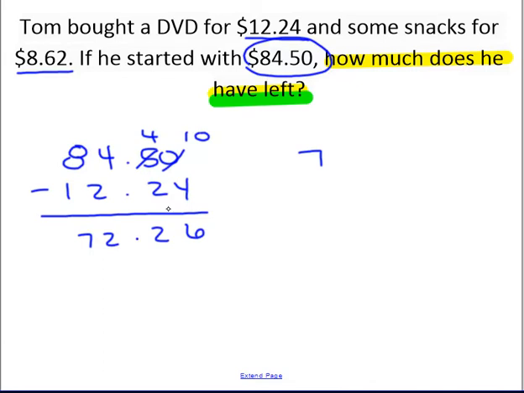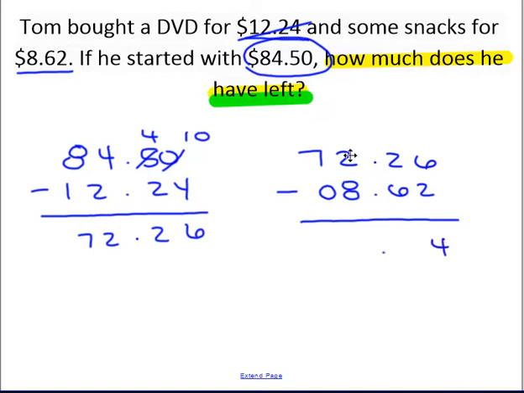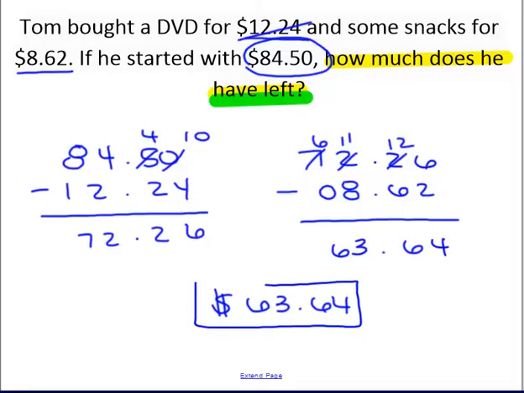So I finished subtracting 12.24. Now I'm going to take that remaining amount, so I'm going to cross that out, and I'm going to subtract the 8.62 that he spent on snacks. Add my 0 as a placeholder. You have to be very careful on some of these problems where you have a lot of borrowing. So Tom is left with $63.64.